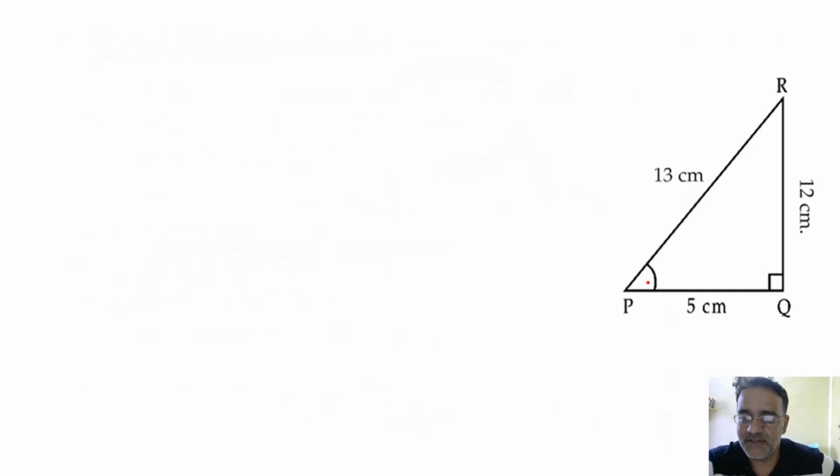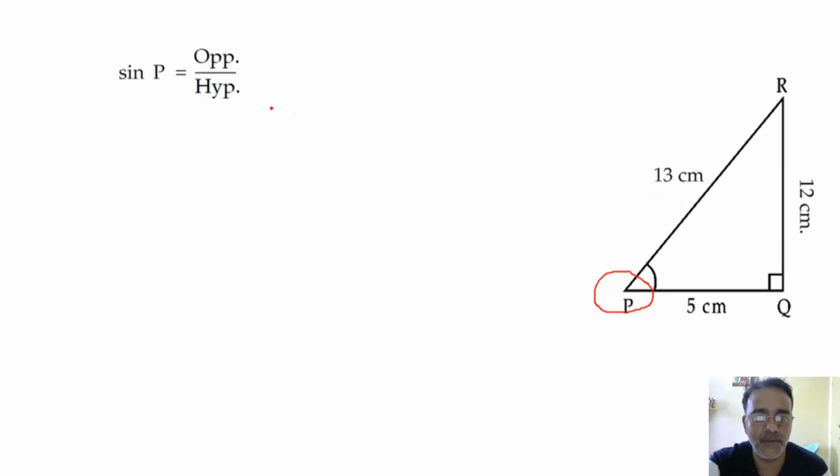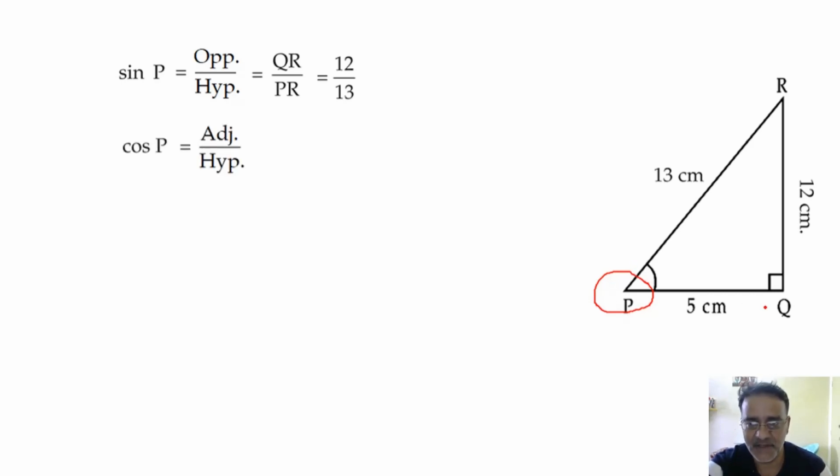Right. Now sin P is O by H. Which side is opposite to angle P? QR. And hypotenuse is PR. So sin P is equal to QR upon PR. So what is the final answer? 12 by 13. Okay. Cos P. Which side is adjacent to this angle? PQ. So cos is adjacent by hypotenuse. So PQ upon PR. So final answer is 5 upon 13.